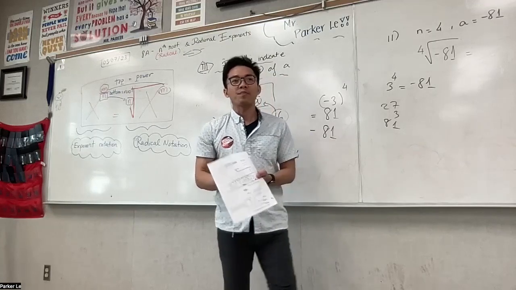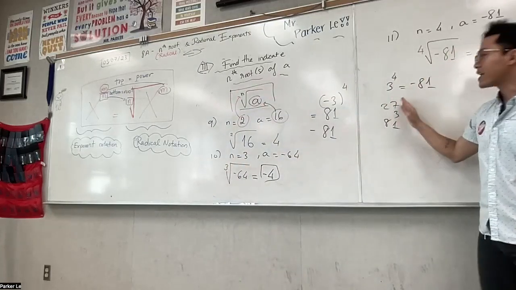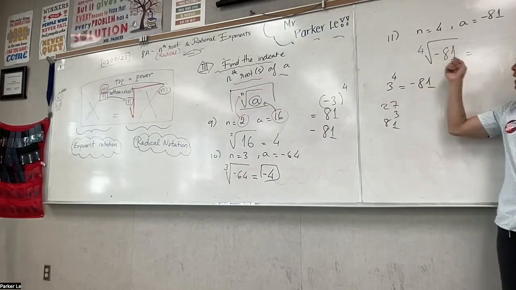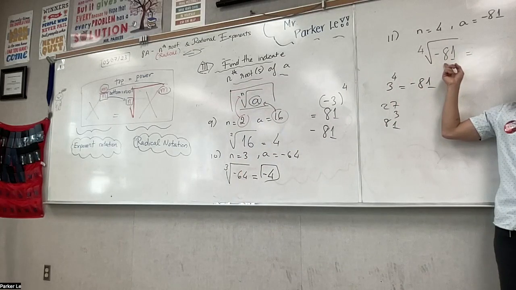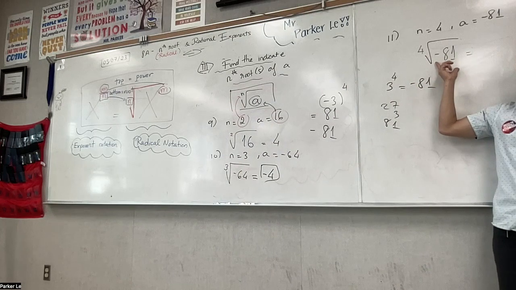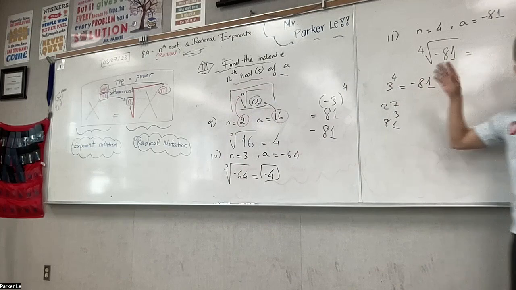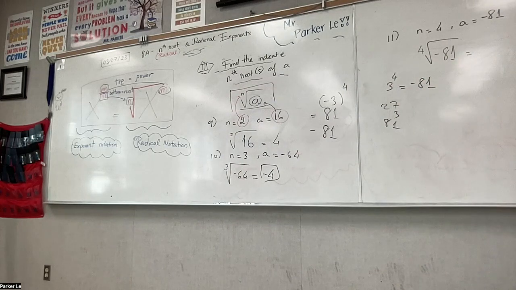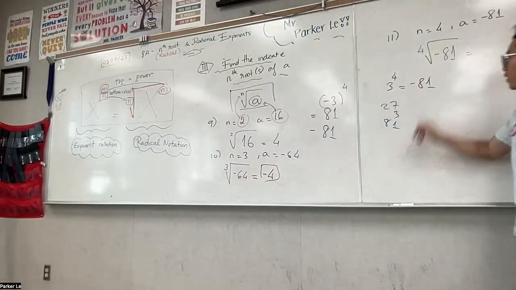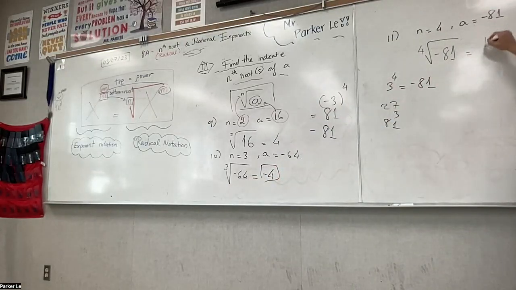But the point is there is no number that when you take the 4 power, you get negative 81. Because every time you take it to an even power, they always give you what? A positive number, right? So it is impossible to find this. So the answer is no solution. There's no such thing that when you take the 4 power, you're going to get a negative number. So no solution, and you can write a note like this.